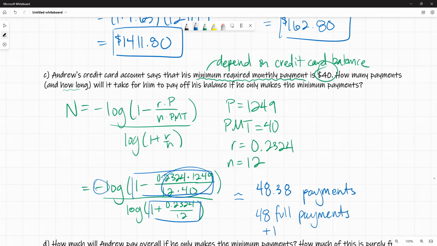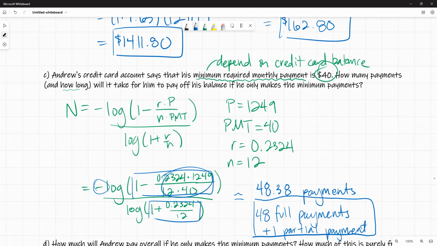And then plus 1 partial payment. Okay. So that's how many times that Andrew will need to pay in order to pay this loan off.